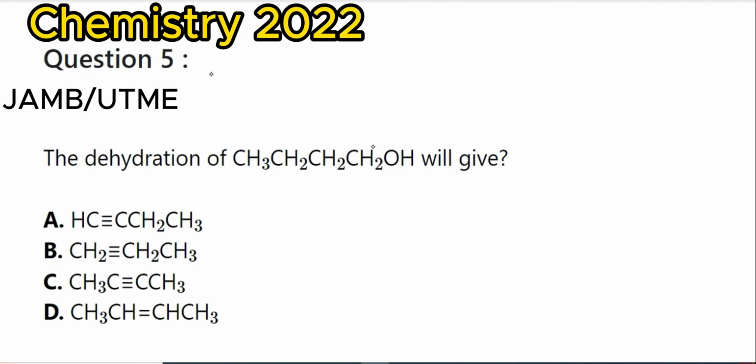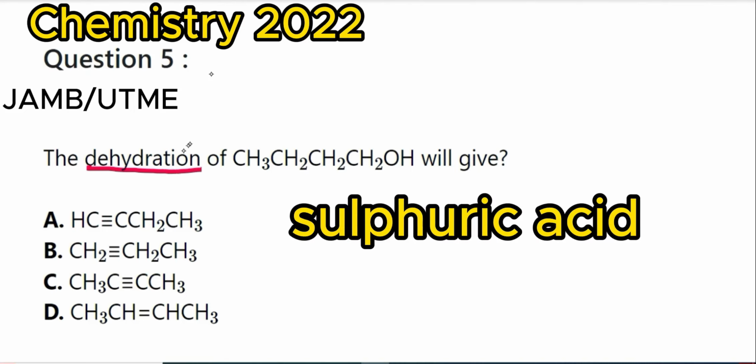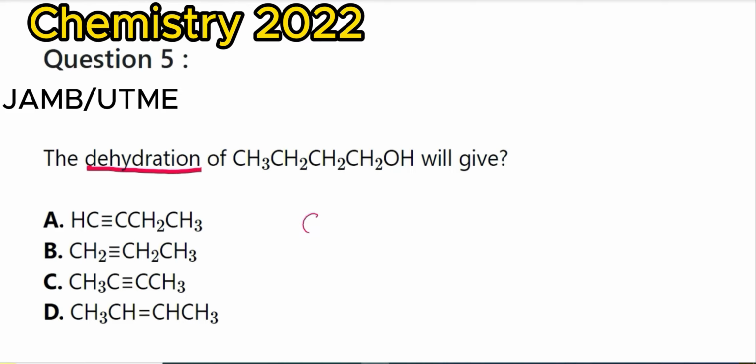Question number 5. The dehydration of butanol will give. Dehydration simply means removal of water, and the commonly used dehydrating agent is H2SO4. To be clearer, we need to write the structural formula of butanol. Okay?